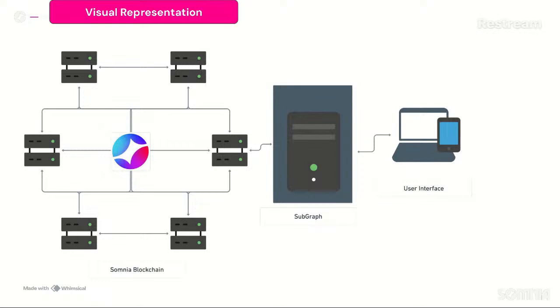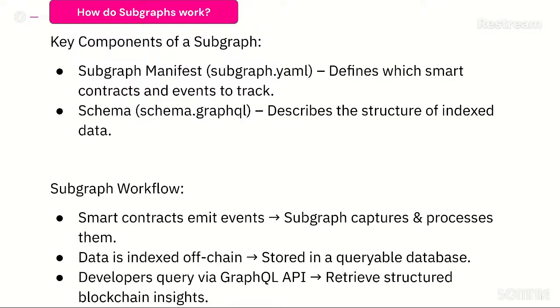Having explained that with a graphical illustration, what are the key components of a subgraph and what does this workflow look like? So a subgraph typically has two files that it uses.